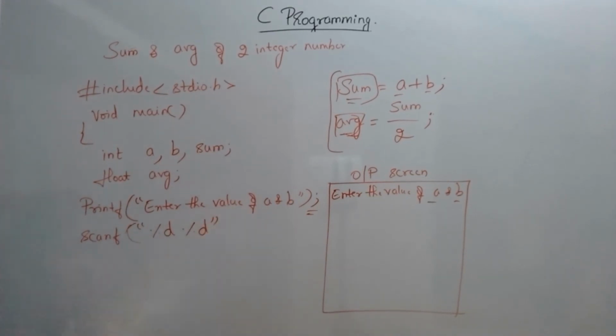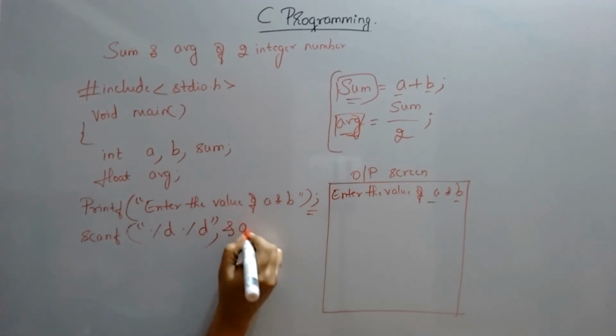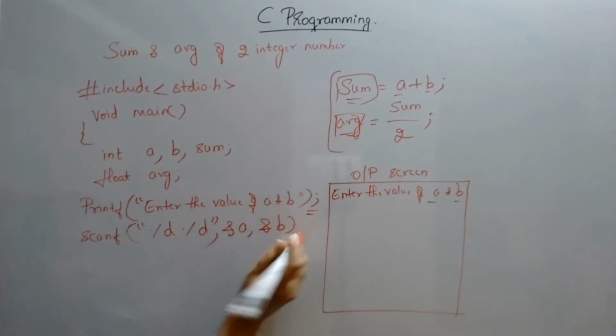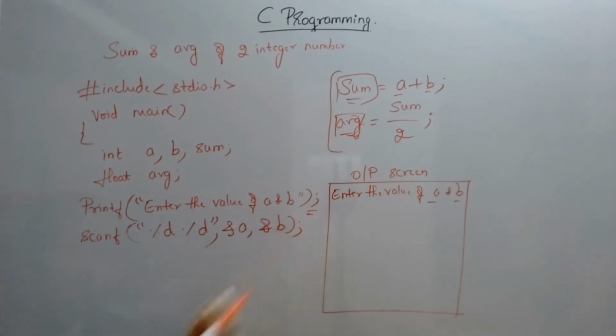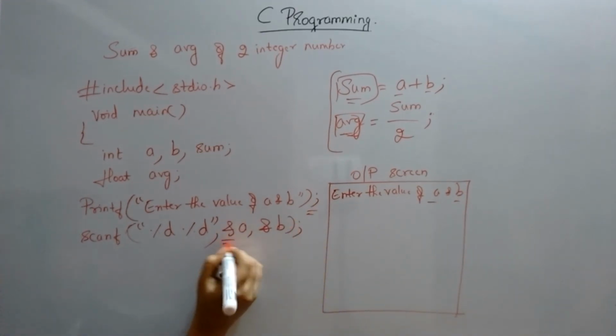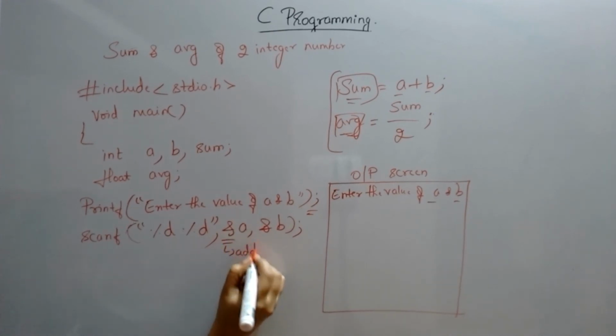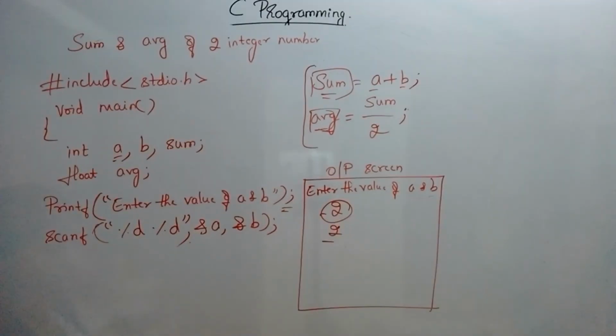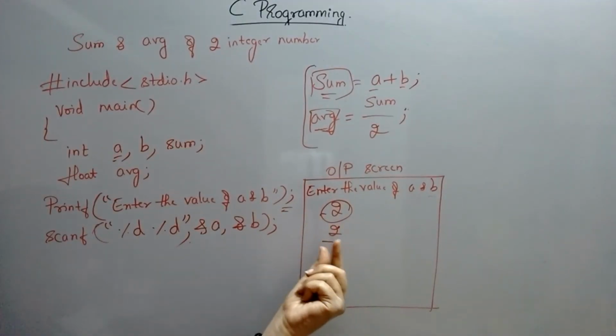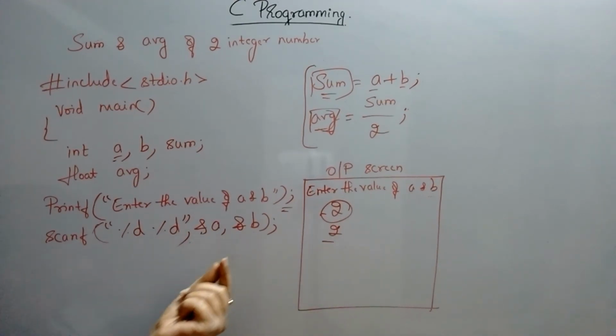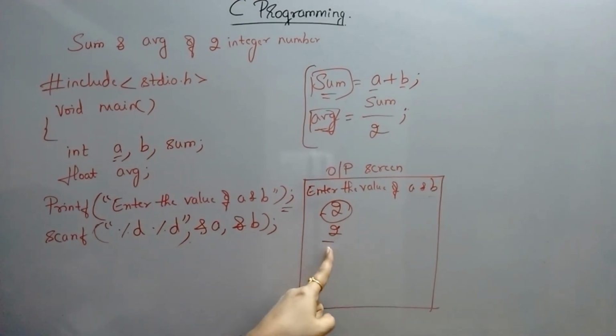Fine. Close the double quotes, comma, &a, comma, &b. Close the parenthesis and end with a semicolon. This ampersand is the address of A, and this is the address of B. See, now the user has entered the values for A and B, but the system does not know what to do with these two values, right?